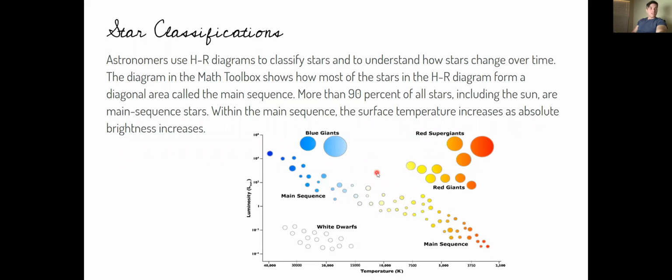So is white hotter than red? Yes, white is hotter than red. It goes red, orange, yellow, white, light blue, blue. I think that's it.